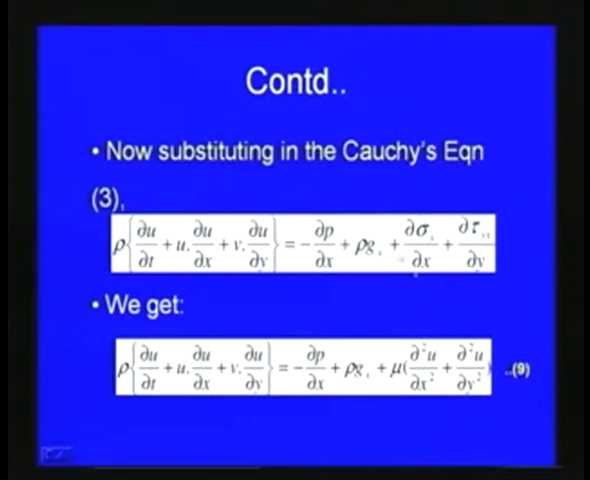Here for these terms we substitute from the earlier approximation. So, finally, we get ρ(∂u/∂t + u ∂u/∂x + v ∂u/∂y) = -∂p/∂x + ρgx + μ(∂²u/∂x² + ∂²u/∂y²), equation number 9. So, this is the basic Navier-Stokes equation for 2 dimensional problems in x direction.